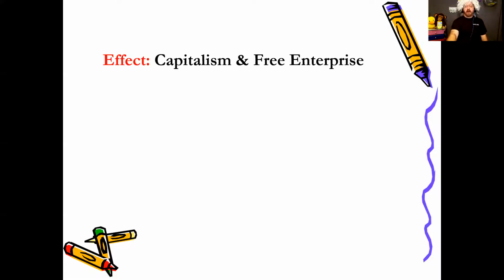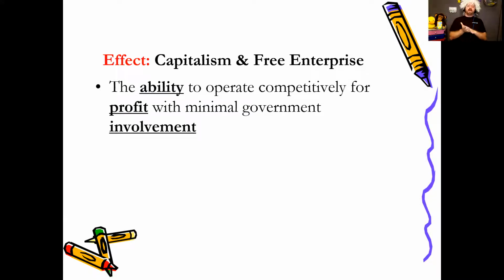Okay. All right. So first of all, you need to understand this idea of capitalism and free enterprise. There's a growth of it during the Industrial Revolution. So what is capitalism and free enterprise? Well, it is the ability to operate competitively for a profit with minimal government involvement. The idea here would be that if you wanted to open up a factory, go for it, right? You want to try and make that cloth just a little bit cheaper or a little bit better or whatever it is, and you want to make the money and you want to compete against the factory down the road, go for it. That's the idea of free enterprise and capitalism.